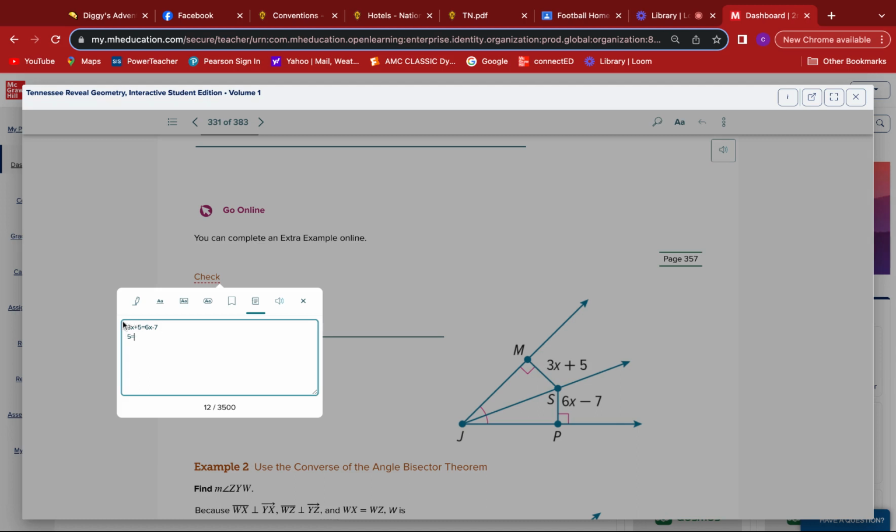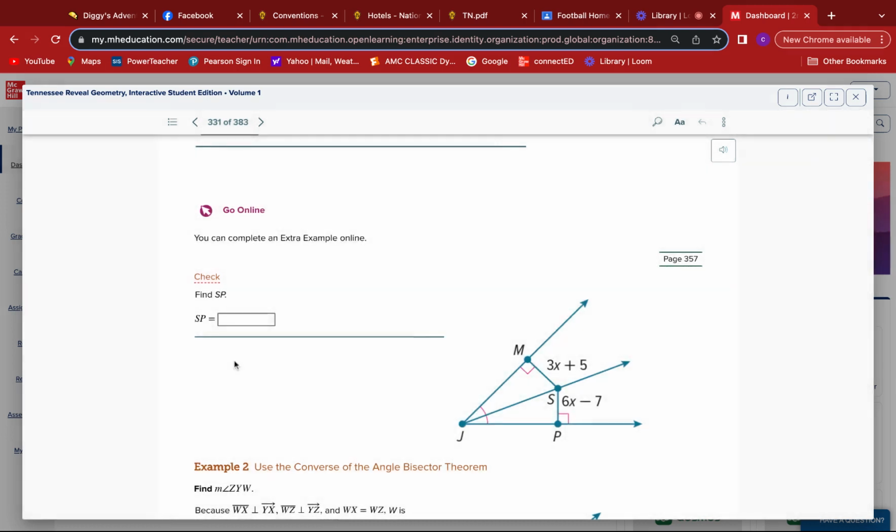So let's see. I'm subtracting 3x to the other side. So 6x minus 3x is 3x. All right. I'm going to add 7 to the other side. So plus 7. I'm going to add it to the 5. So 5 plus 7 is 12, and equals 3x. And then divide by 3. 12 divided by 3 is 4. So my x is going to be a 4, everybody.